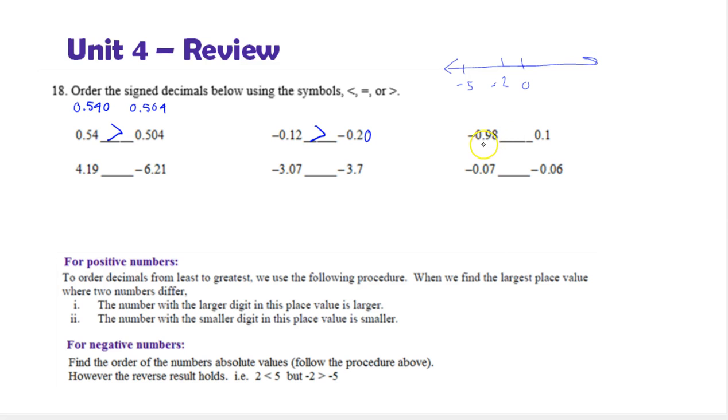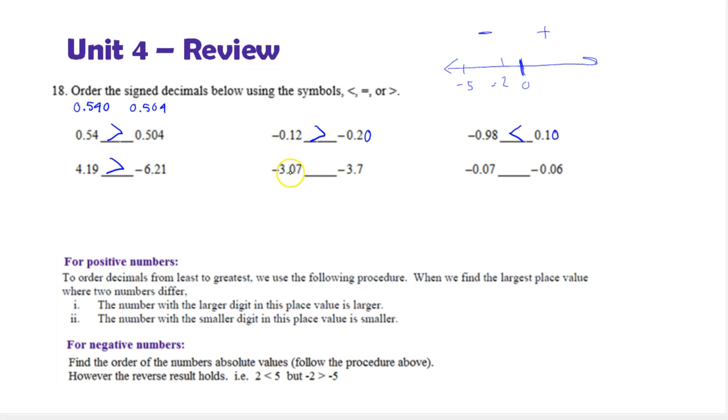Let's look at the next one. This one's actually easy. We could start by giving the same amount of decimal places, but notice this is negative and this is positive. Well, if you're a negative number, you're to the left of 0. If you're a positive number, you're to the right. So that means all positive numbers are greater than all negative numbers. So 0.1 is bigger. Oh, here's another one. We have a positive and a negative. Even though 6.21 is bigger, it's negative, so the positive number is bigger.